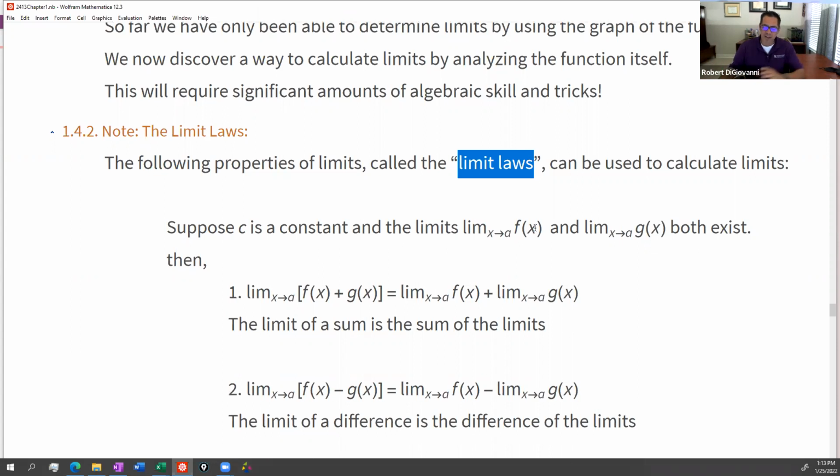So I'm going to run through these. They're going to seem weird in the beginning, but let's just look at them. And then as we work through some examples, I'll say, hey, here's that limit law we were talking about. Here's how we use it, okay?